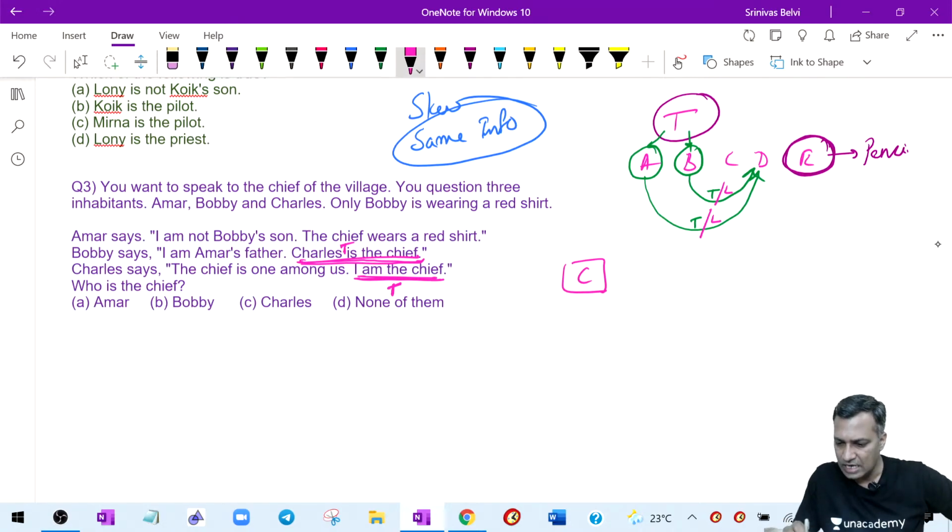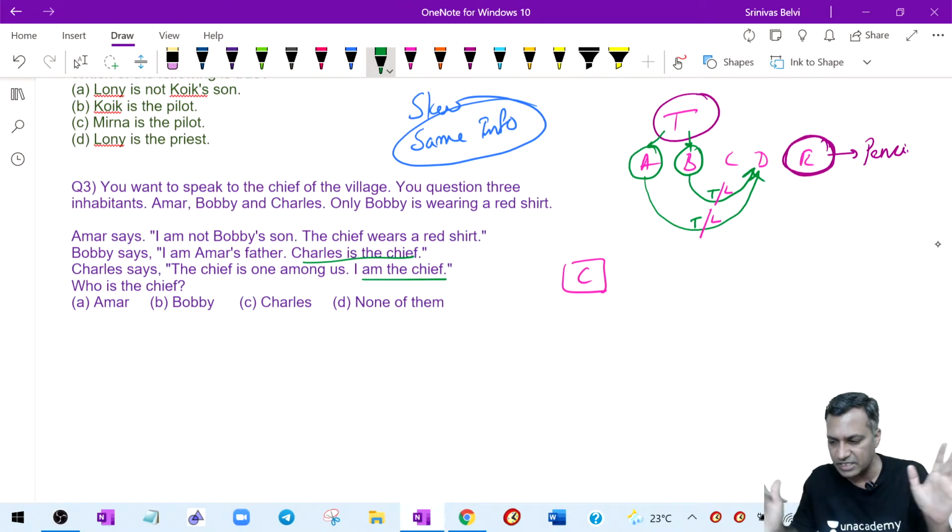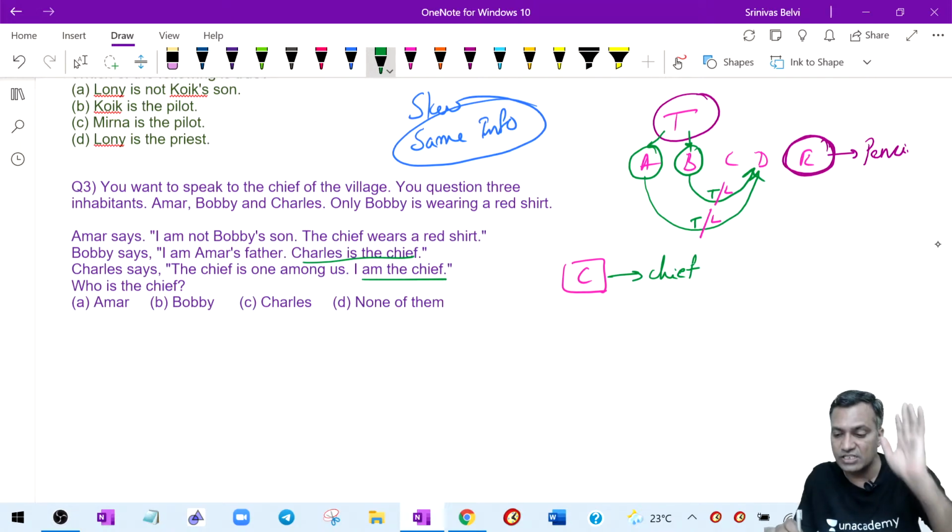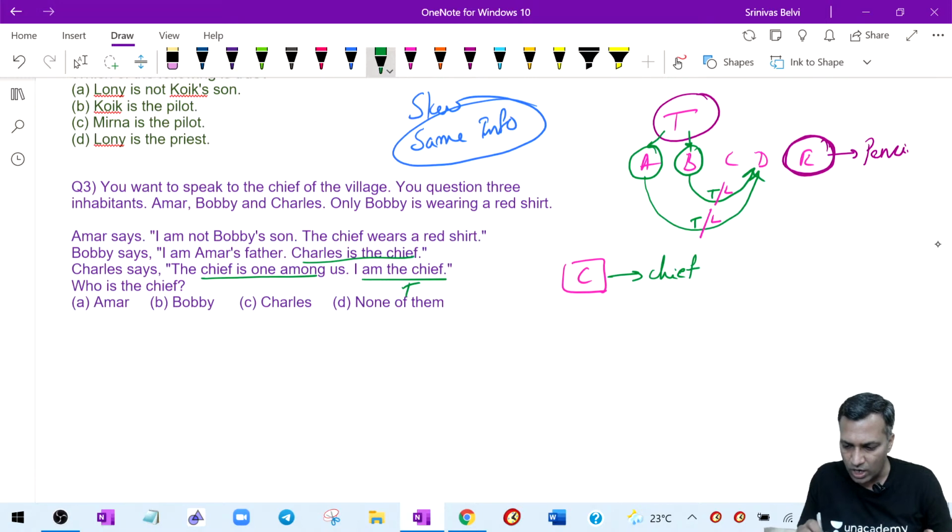Now let's take a look at this. Charles is saying that I am the chief, right? If this is true, then this is also true. Why? Because Charles is the chief according to this assumption. Listen carefully, my friends. I spotted two statements conveying the same message, saying that Charles is the chief. I am assuming this is true. If this is true, the chief is one among us will also become true. Why? Because the chief is here only.